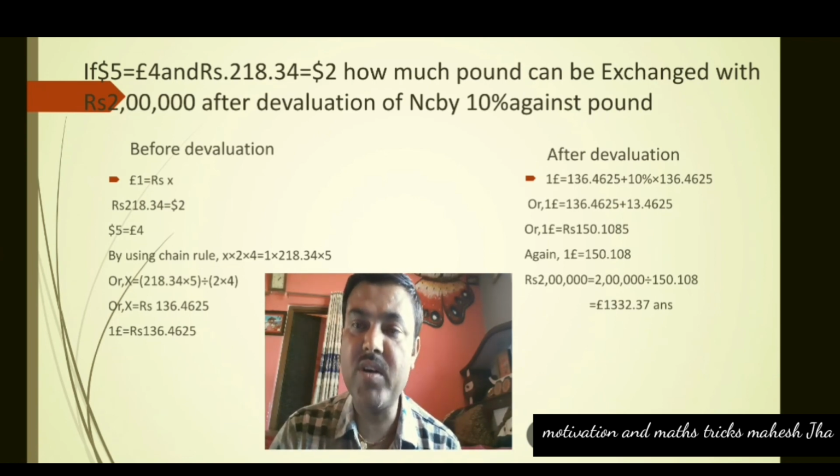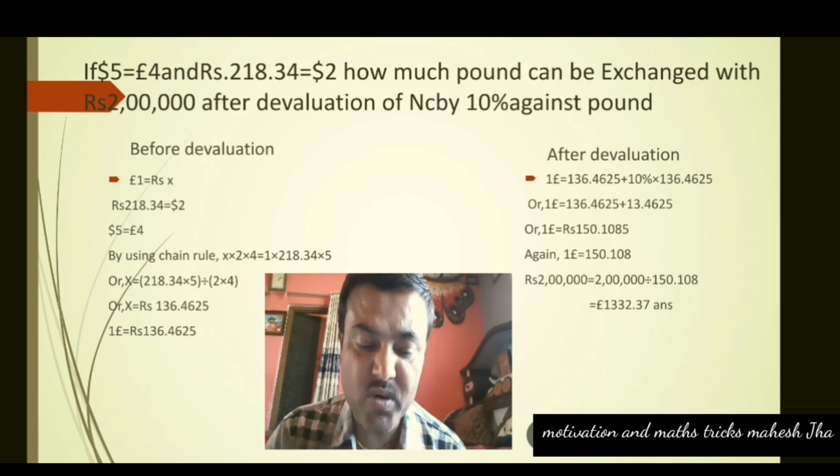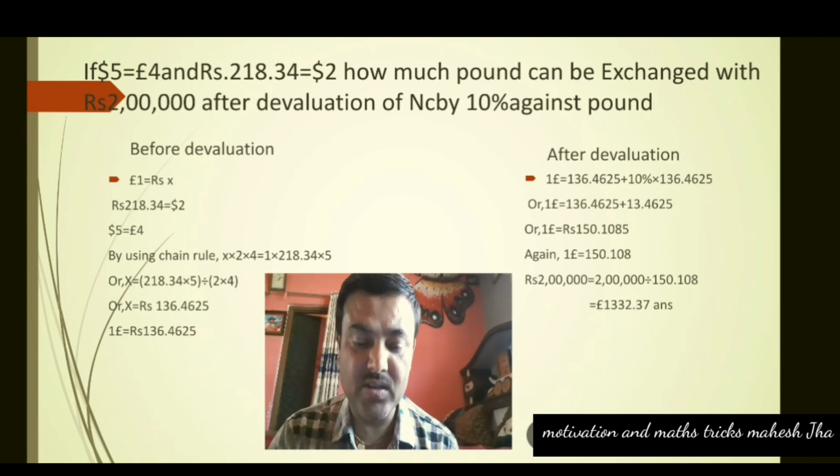Now convert 2 lakh rupees into pound. Then 2 lakh divided by 150.108 gives 1,332.37.